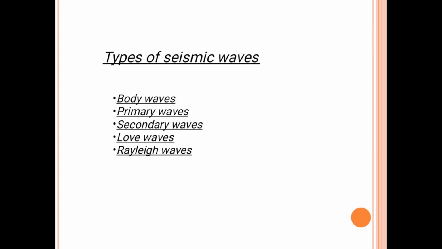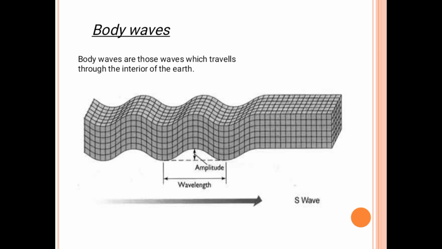Types of seismic waves. Body waves can be classified further into primary waves and secondary waves, while surface waves are Love waves and Rayleigh waves. Now we discuss what body waves are. Body waves are those waves which travel through the interior of the earth. Body waves are generated due to the release of energy at the focus of the epicenter and move in all directions, traveling through the body of the earth.